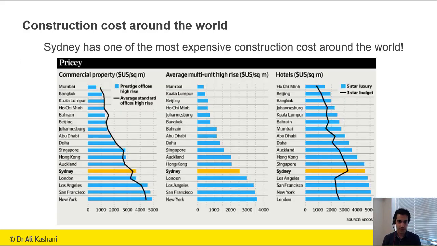If you look at construction costs around the world, Sydney, where I live, has one of the most expensive construction costs. There are other cities, as you know, London, New York, San Francisco, Los Angeles. You can see from this figure how expensive the cost of commercial property, multi-unit high-rise and hotels is. And this is also happening not only in those cities around the world, but at different paces.